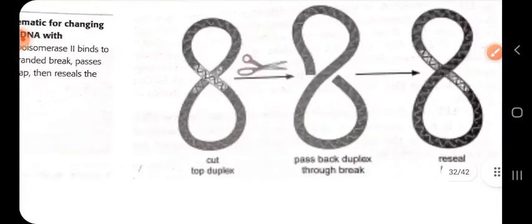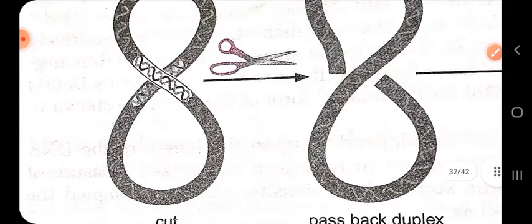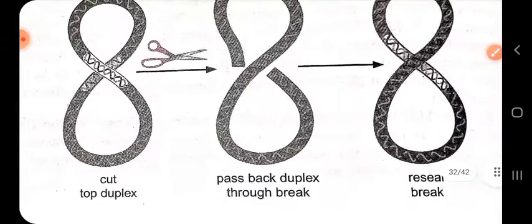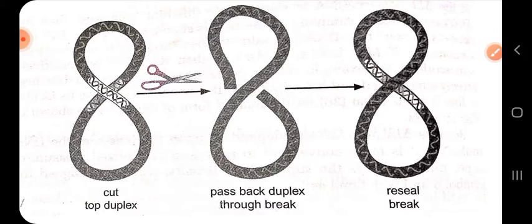Suppose this is one extra coil that occurs in the DNA, and topoisomerase 2 tries to solve that supercoiling. So what it does, you can see that both the DNA strands are being cut by the topoisomerase type 2 enzyme, so that this helical portion, which is not cut, moves to uncoil the DNA helix structure, and then that double strand is resealed back.